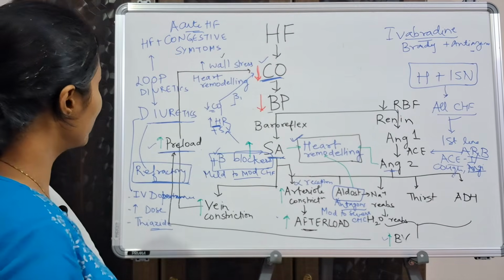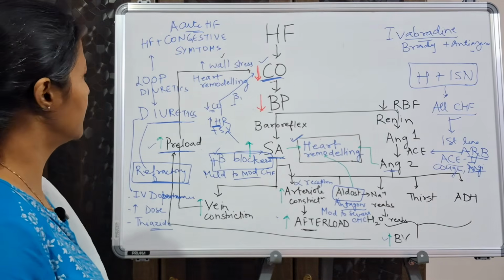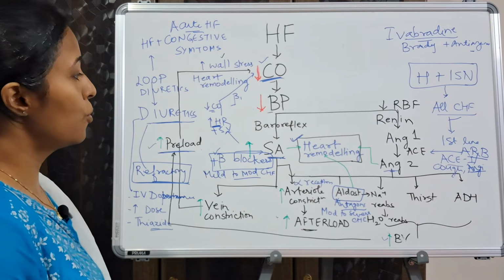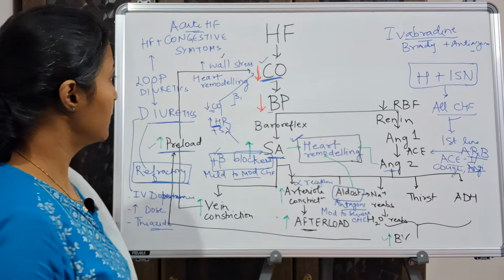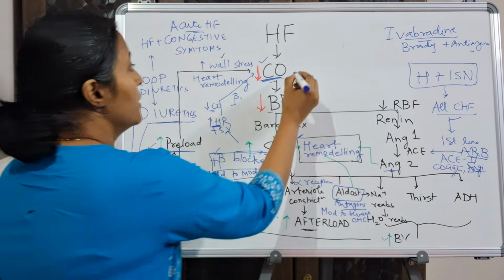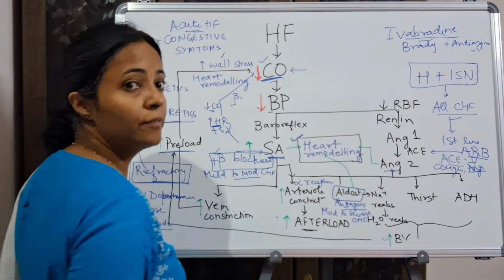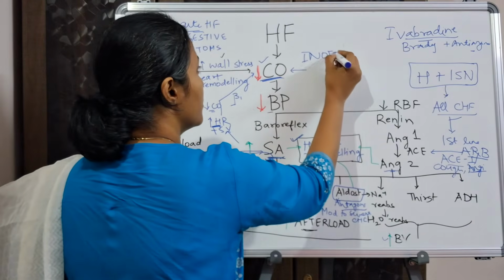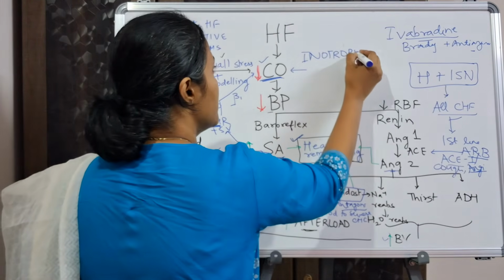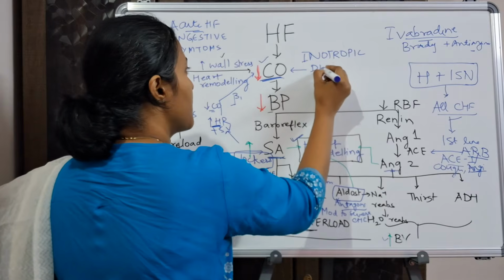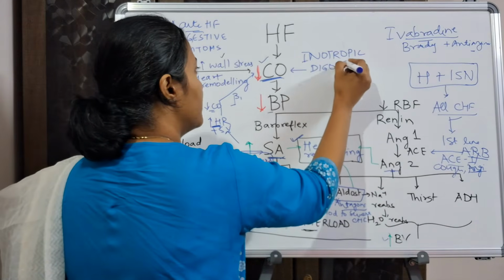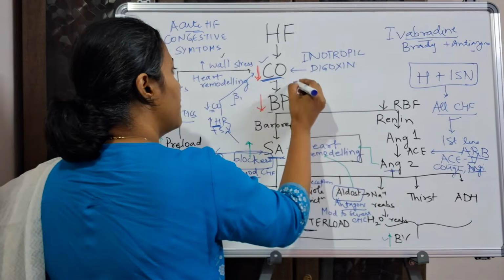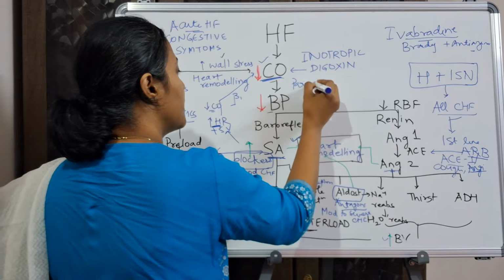Okay, so that is the other drug, that is the diuretics. Okay, now what are the other drugs we can use? We can give the inotropic drugs. Inotropic drugs. Okay, what are these inotropic drugs? We have digoxin, okay, that can be given orally, and then we have parenteral drugs that are given IV.